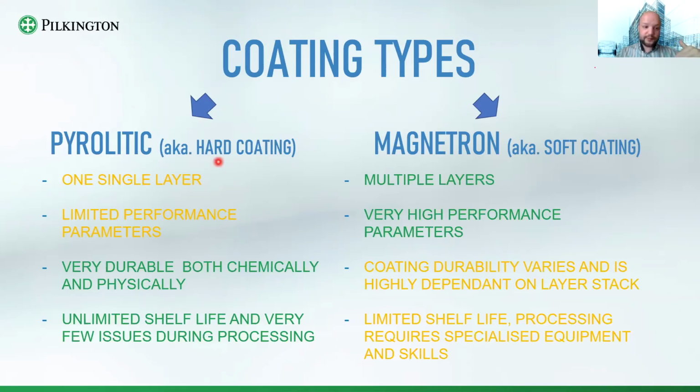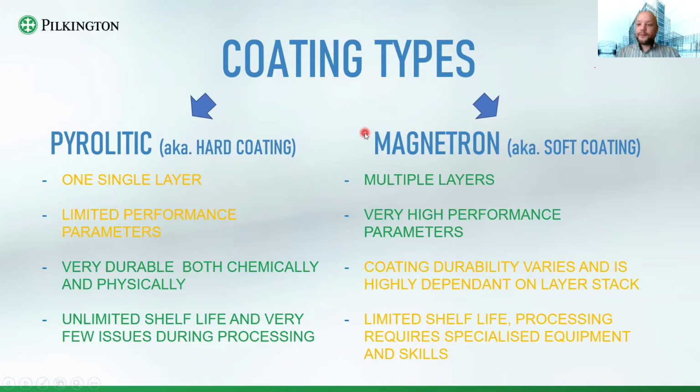What are the bonuses? Very durable chemically and physically. And that plays its role because in some cases, pyrolytic coatings are the king of kings and cannot be replaced with magnetron. I will give you an example after that with glass bending on the project. It has unlimited shelf life and very few issues during processing. So it doesn't require a lot from the processor, meaning it is easy to process, easy to make IGUs, and easy to ship anywhere and store.